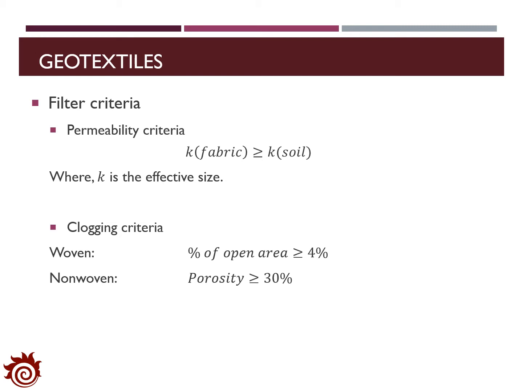The third criterion is the clogging criterion. There are actually two different criteria applied for woven and non-woven geotextiles. For woven geotextile, we want the portion of the open area to be larger than 4%, while for the non-woven geotextile, the porosity should be larger than 30%.